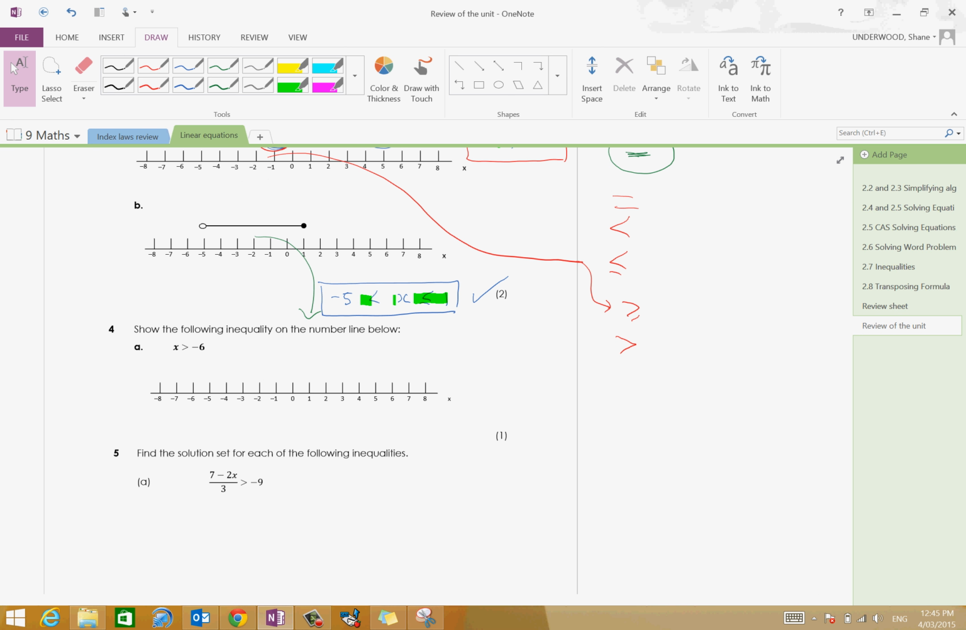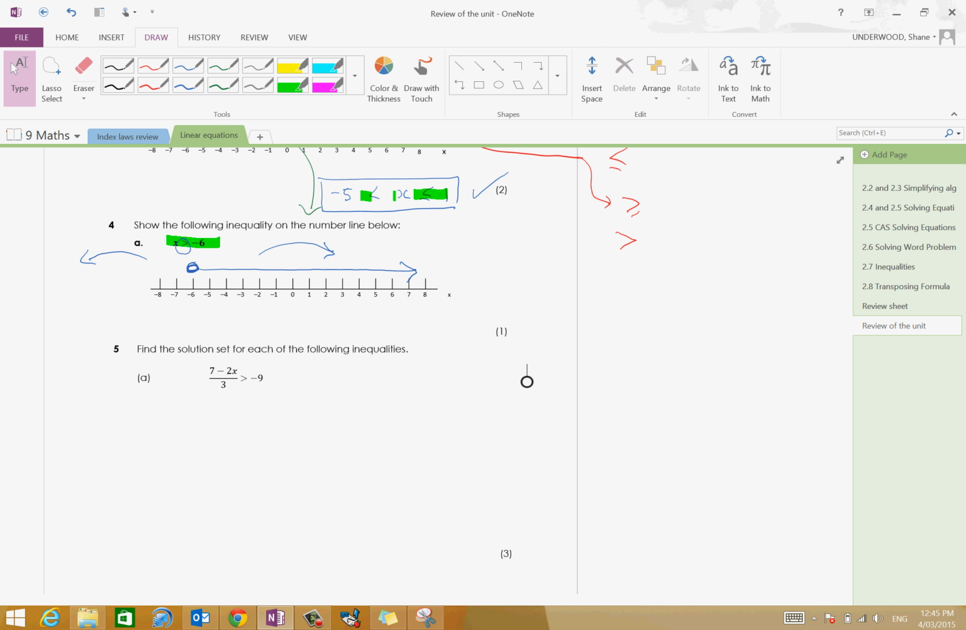Now what we need to do is do it in reverse. We need to show the inequality of x is greater than -6. So what we do is we mark an open circle, and then we've got to decide, is the inequality including -6? No, it's not. It is greater than -6, non-inclusive. So we know that greater than is going to the right, less than is going to the left. So we draw an open circle with an arrow, and that arrow indicates we're looking at all real numbers after, but non-inclusive of -6.